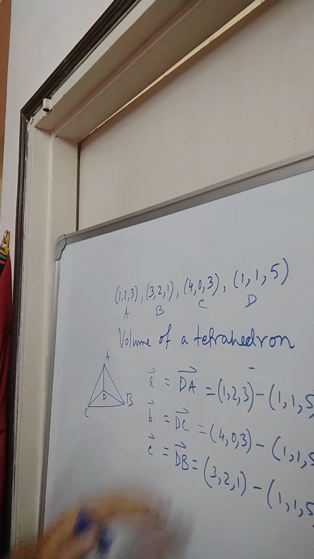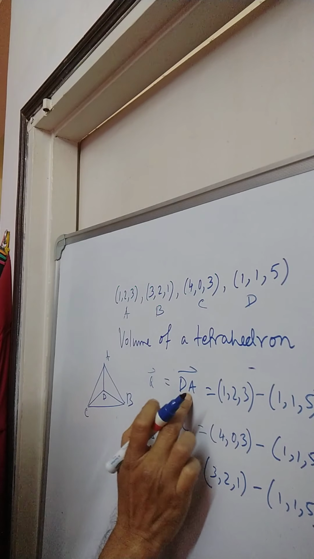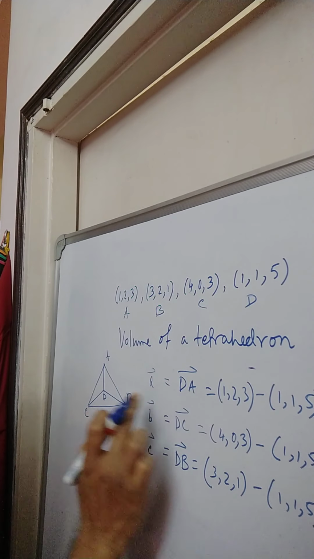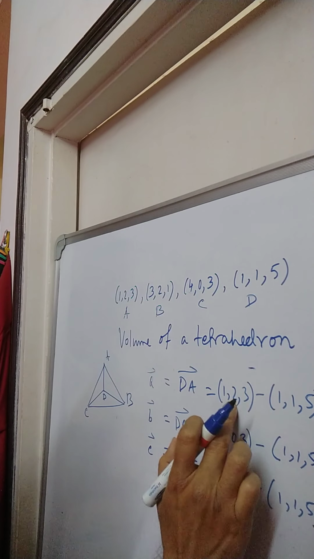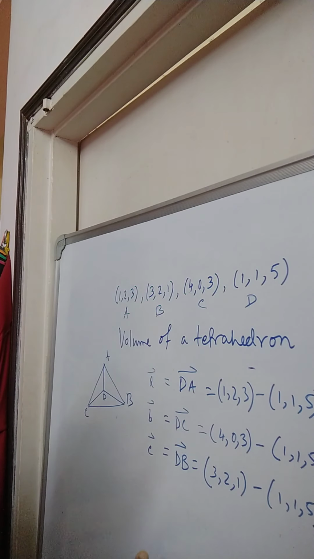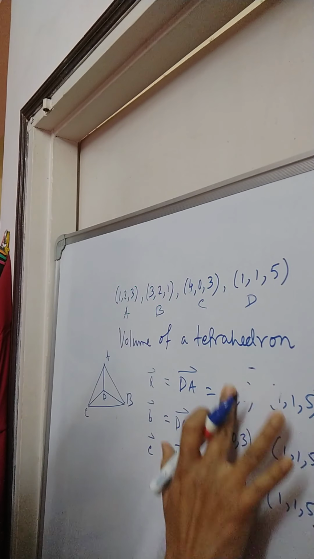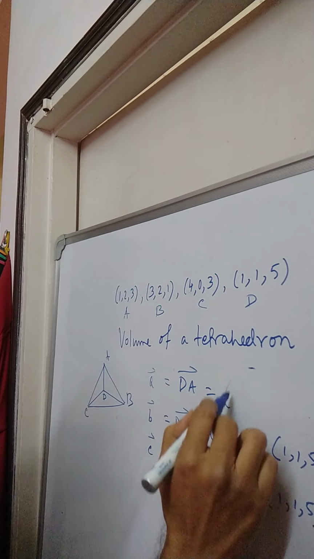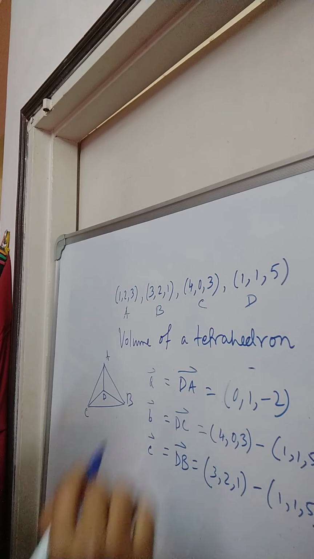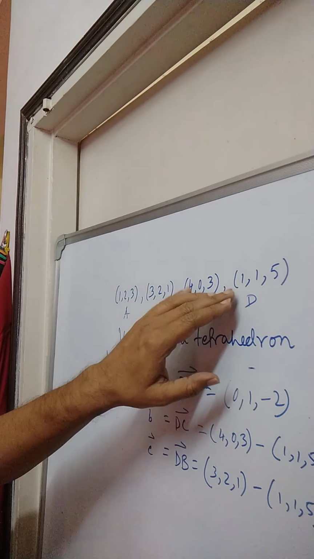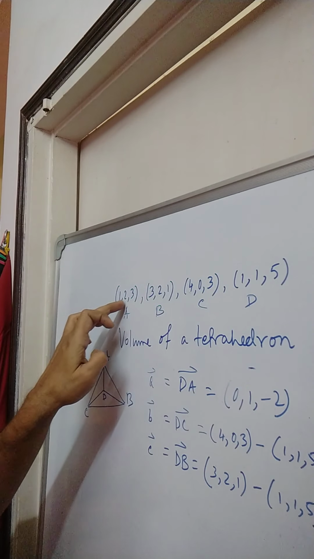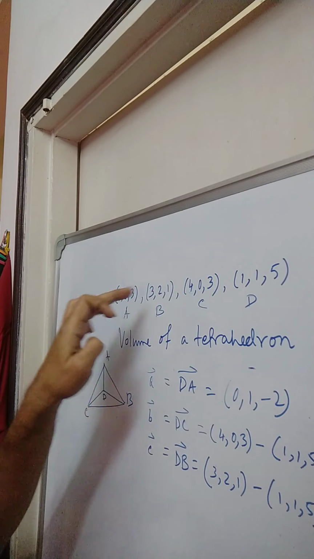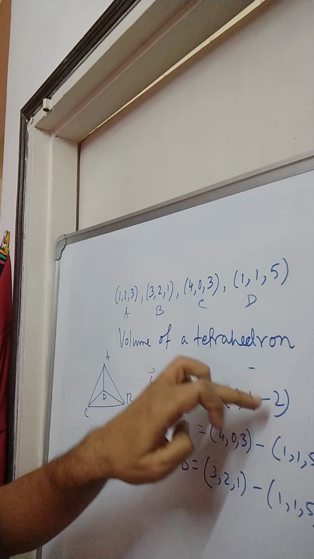This you know from our early slides that the DA vector will be the position vector of A minus the position vector of D, and it comes out to be 1 minus 1 = 0, 2 minus 1 = 1, 3 minus 5 = minus 2. So, (0, 1, -2) is the DA vector. Let us check: 1 minus 1 is 0, 2 minus 1 is 1 and 3 minus 5 is minus 2.